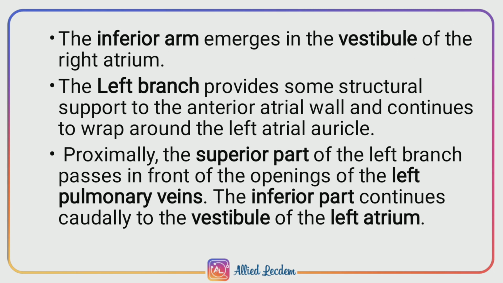The left branch provides some structural support to the anterior atrial wall and continues to wrap around the left atrial auricle. Proximally, the superior part of the left branch passes in front of the opening of the left pulmonary veins. The inferior part continues caudally in the vestibule of the left atrium.